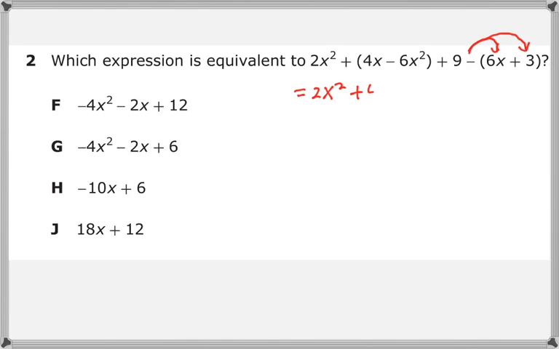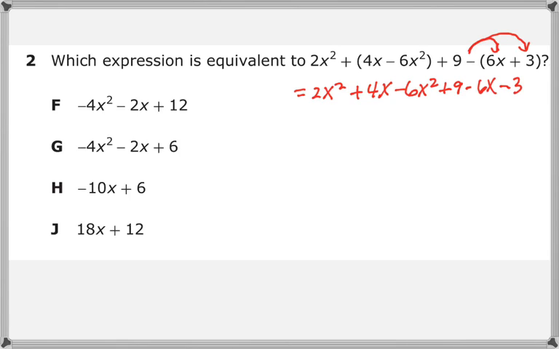It's not going to make any difference. So we have plus 4x minus 6x squared, and then go ahead, the plus 9 is outside the parentheses, just bring it down. And then we have a negative in front of the parentheses, so we want to distribute that. So basically it's going to flip the sign of each term inside the parentheses. Okay, so we have a positive 6x, so we'll end up with a negative 6x, and then we have a positive 3, so it'll be changed to a negative 3.